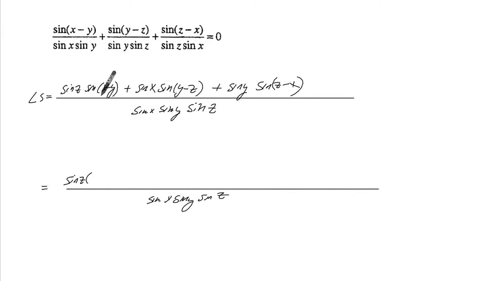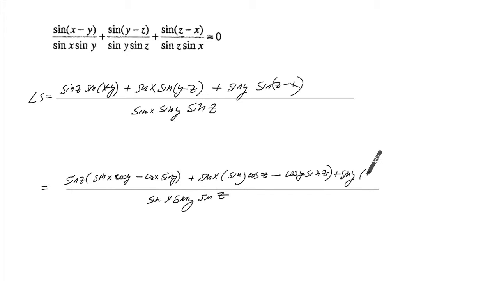Sine of z, so let's expand that out, and you get sine x cosine of y minus cosine of x sine of y. Expand sine y cosine of z minus cosine of y and sine of z. Okay, sine of z cosine of x minus cosine of z and sine of x.